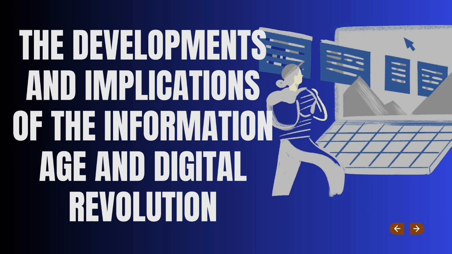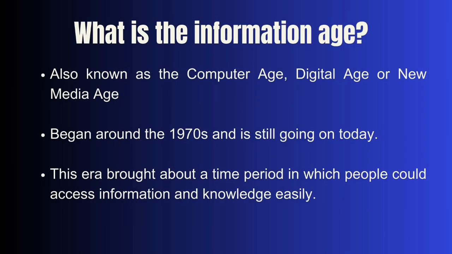So let's continue to the developments and implications of the information age and digital revolution. What is the information age? Also known as the computer age, digital age, or new media age, it began around the 1970s and is still going on today. This era brought about a period in which people could access information and knowledge easily.